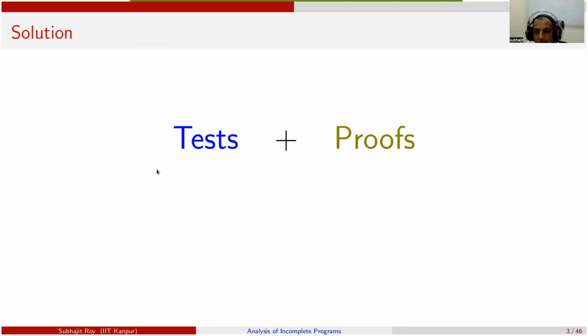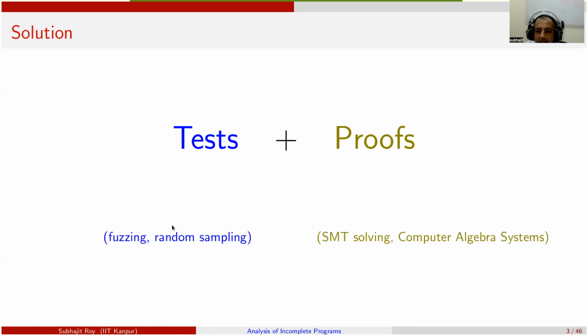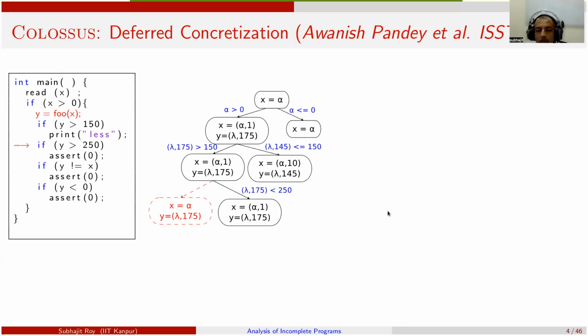So the solution that we propose is a combination of proof-based techniques and testing techniques. The question is, can we build effective engines using testing and proof engines together? Now testing could be either fuzzing techniques or some sort of random sampling, or it could be proof techniques that you could get using SMT solving or some computer algebra libraries. So we began this line of work almost 5 years back.